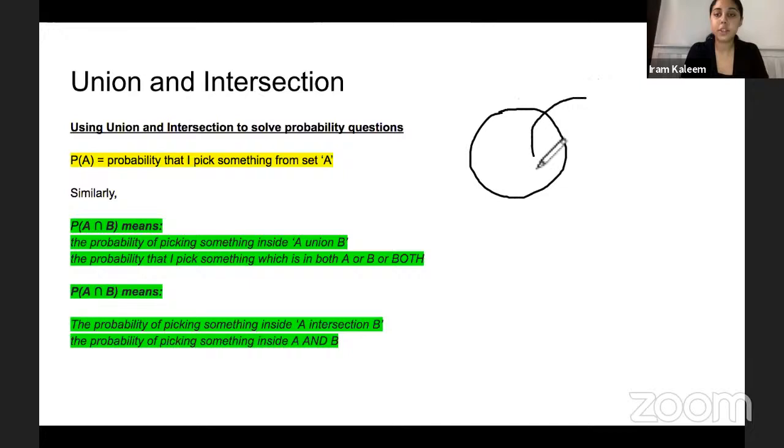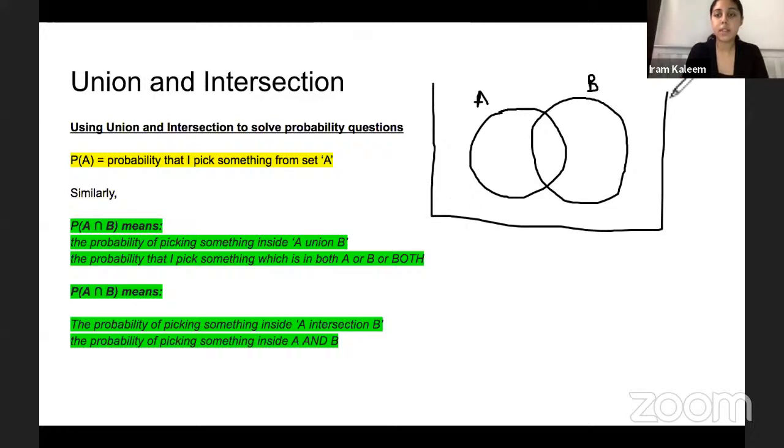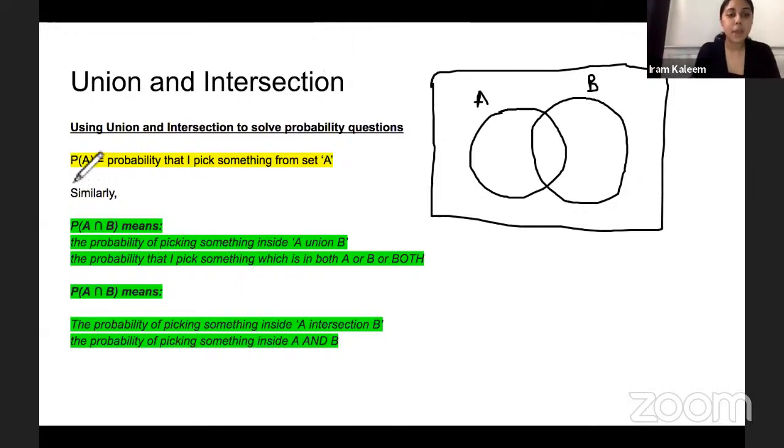So let's say for a second that I have a Venn diagram, got my two circles that are overlapping, got group A here and group B. And then obviously I'm going to have my box around it as well. This is a very rough diagram. So if I have P of A, it means the probability that I pick something from set A, basically. So let's just draw that. So you're picking something from this set, basically.